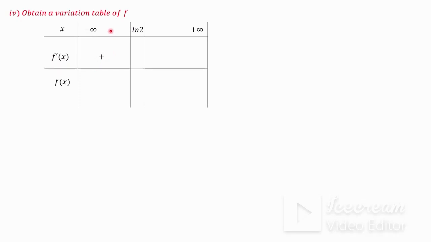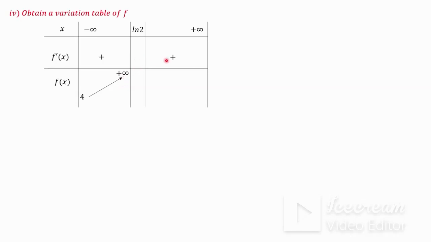That is, if you take any value between negative infinity and ln of 2, we obtain the sign of f prime of x to be positive. Similarly, in the interval ln of 2 to positive infinity, if you take a number in between, we obtain the sign of f prime of x to be positive. Since the sign of f prime of x is positive in the interval negative infinity to ln of 2, our function f of x is increasing in that interval. And we know that the limit of f of x as x tends to negative infinity is 4, and the limit of f of x as x tends to ln of 2 from below is positive infinity.